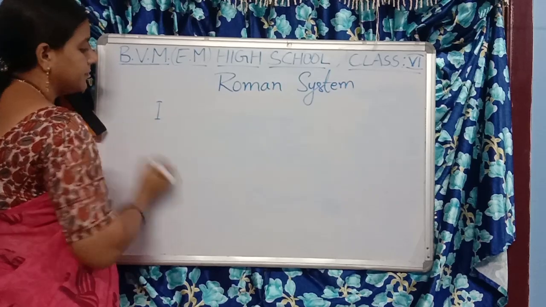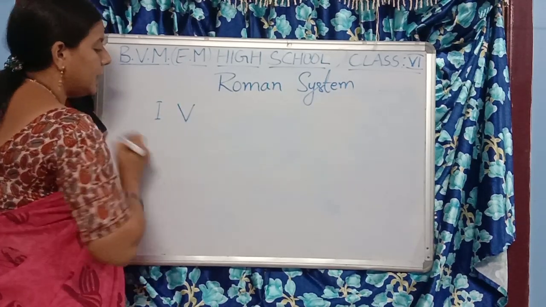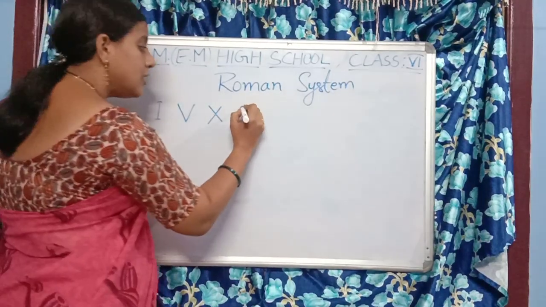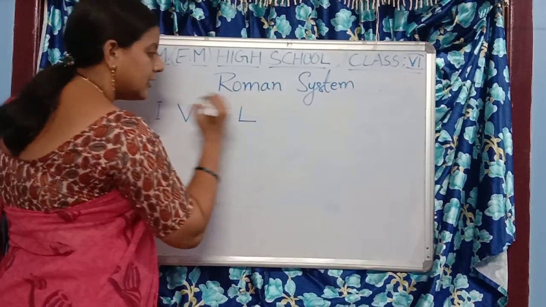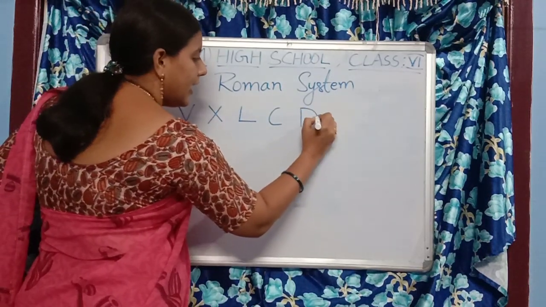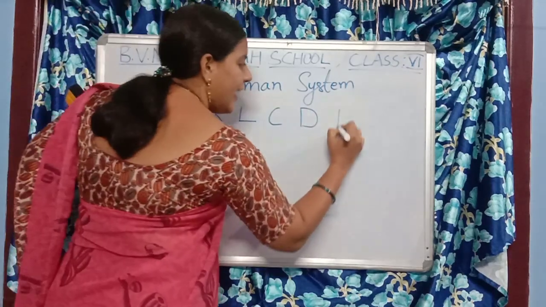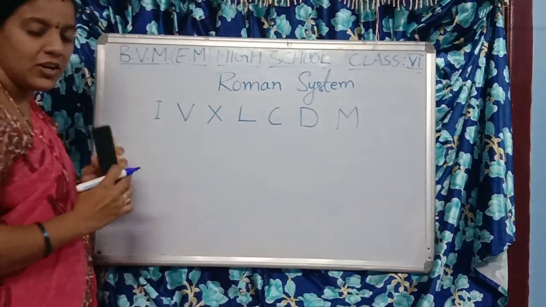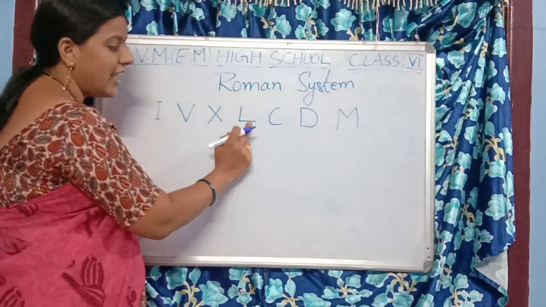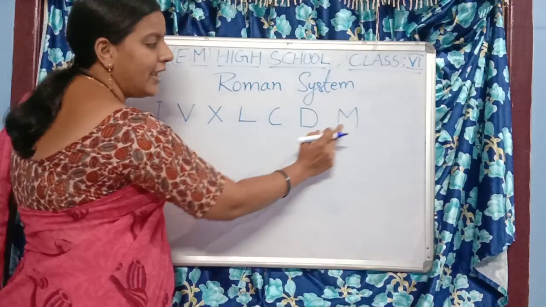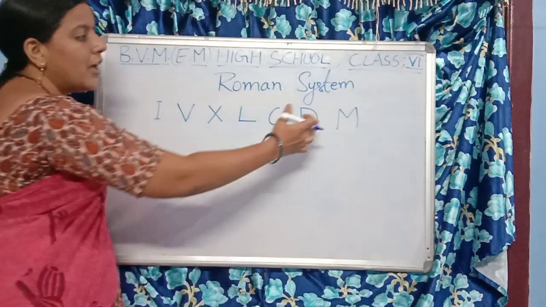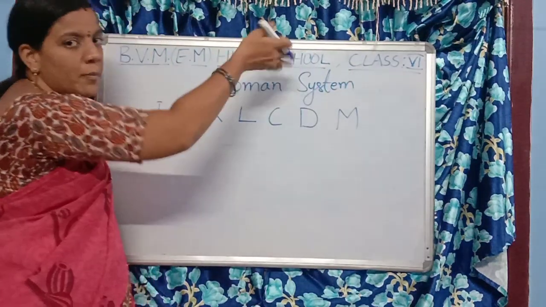I, V, X, L, C, D, and M. Look children, I, V, X, L, C, D, M. These are the 7 symbols that are used as numerals in the Roman system.